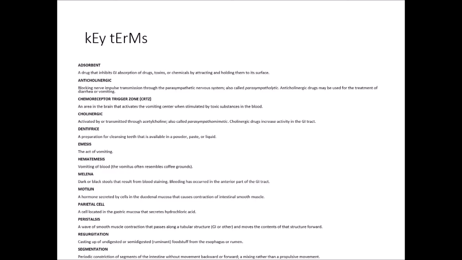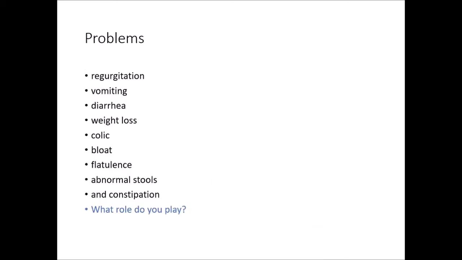These are the key terms that you need to know about with this chapter: adsorbent, anticholinergic, chemoreceptor trigger zone, cholinergic, dentifrice, emesis, hematemesis, melena, motilin, parietal cell, peristalsis, regurgitation, segmentation. These are all in your key terms vocabulary dictionary at the start of your eLearn course.